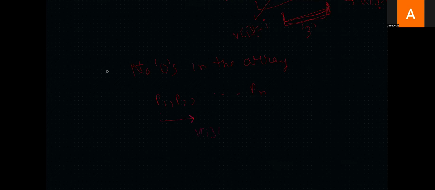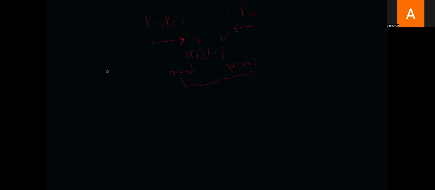Okay, find the minimum index which is not equal to Vi, and then go from the other side and find the maximum index which is not equal to Vi. If you get the minimum index, let's say mini, and the maximum index, let's say maxi, then basically the length of this is your answer. So what is that? Maxi minus mini plus 1. I think that you are able to understand at least this.